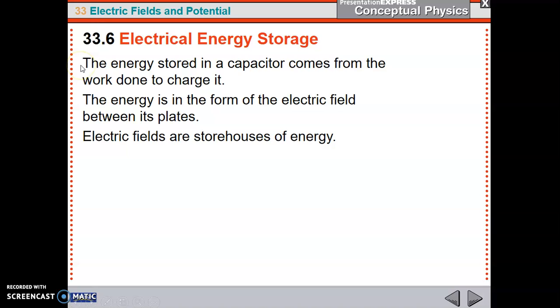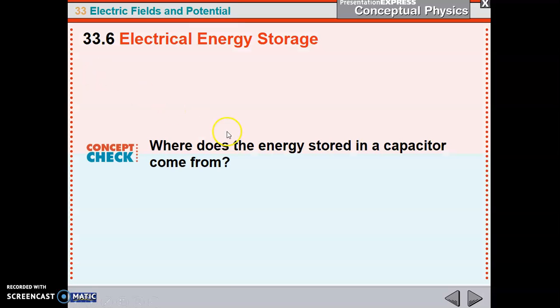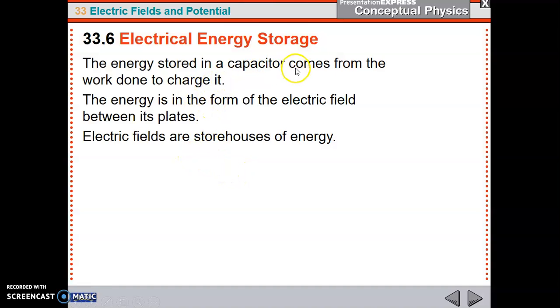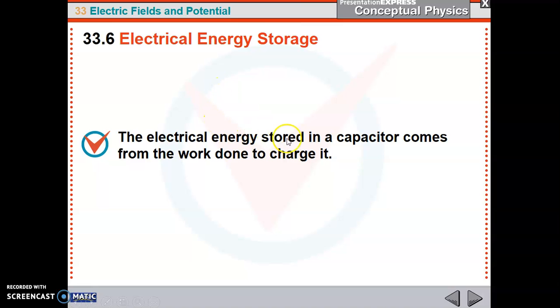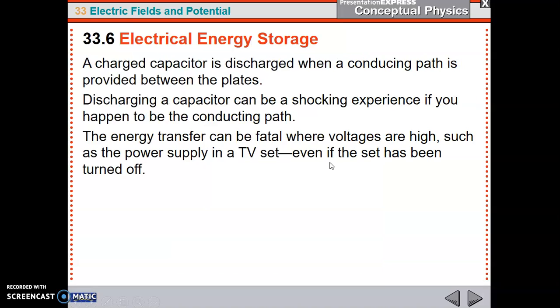The energy stored in the capacitor comes from the work done to charge it. The energy is in the form of the electric field between its plates. And electric fields are storehouses of energy. So you can put energy into the field and have that field just store the energy for you. Where does the energy stored in a capacitor come from? It comes from the work done to charge it. Do you think that might be important in this?